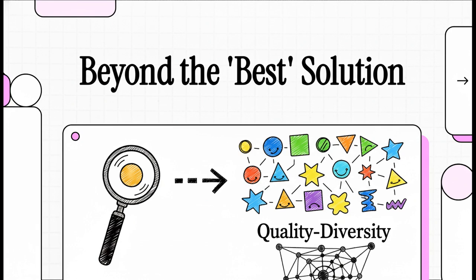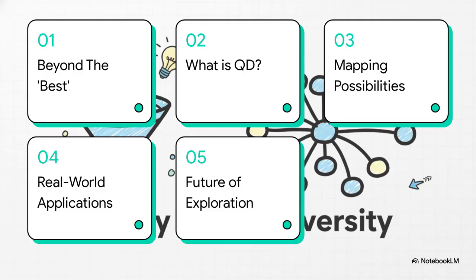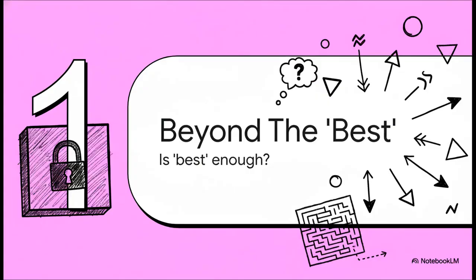Well, that's exactly what we're diving into today with a really cool idea in optimization called quality diversity. So here's the plan. First, we're going to talk about why just looking for the best solution can be a trap. Then we'll get into what quality diversity, or QD, actually is. We'll see how it works under the hood, look at some mind-blowing ways it's being used in the real world, and wrap up by peeking into the future of this whole field. Let's get started.